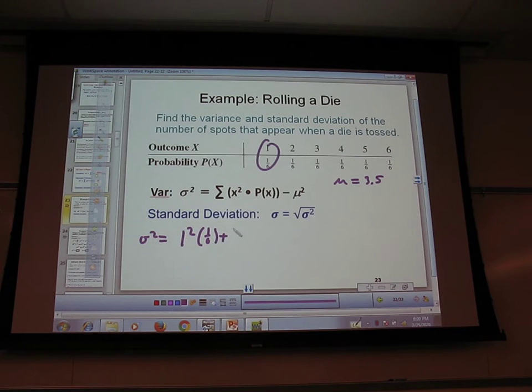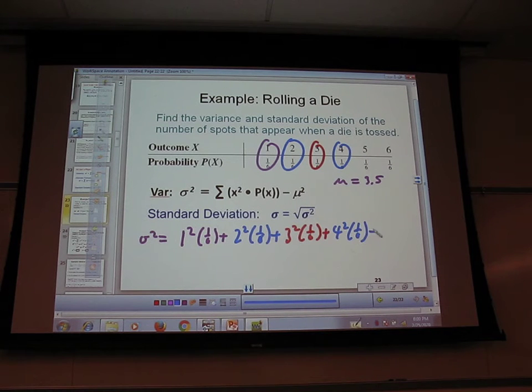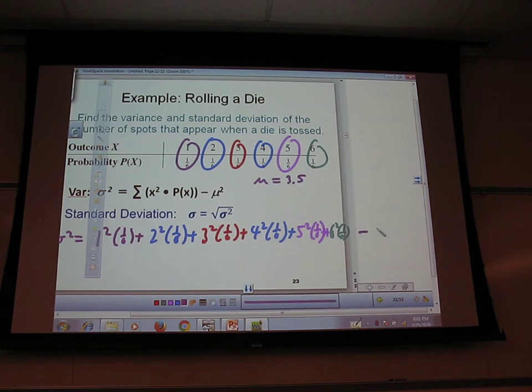So that's the first one. The next one would be 2 squared times its probability. The next one would be 3 squared times its probability. The next one would be 4 squared times its probability. And then 5 squared times its probability. And the last one would be 6 squared times its probability. And then don't forget, we have to subtract the mean squared at the end.